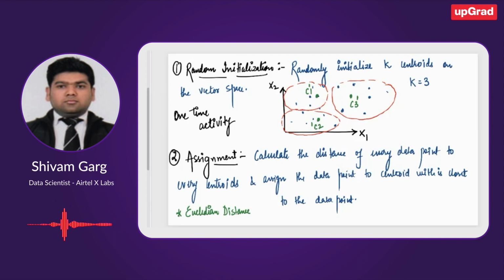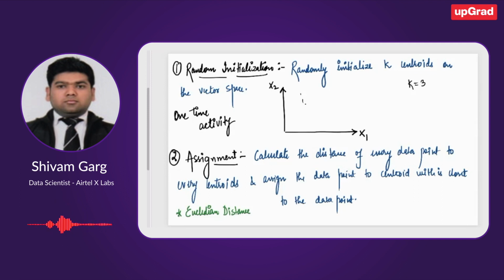Correct? Just to start with some point, because we have to start from somewhere, right? Just to start from some point, we need this step. Again, it's a one-time activity only. So if you see in this example, let me just show it again. Let's say we have an example of k equals 3. So basically, let's say this is your data.